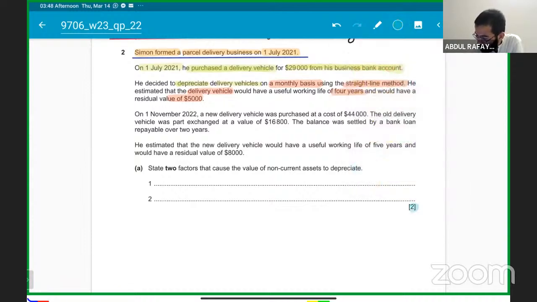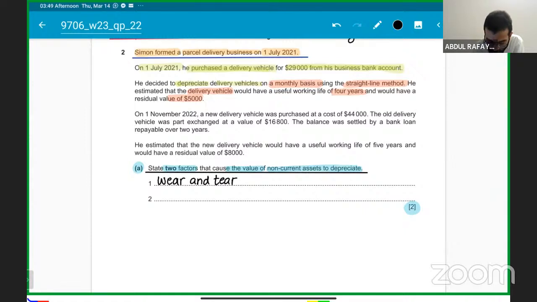So first, let's do the theory part, which is for 2 marks. State two factors that will cause the value of non-current assets to depreciate. So these are the reasons why depreciation of non-current assets occurs. You can write wear and tear; you can write any 2 reasons. There can be a time factor as well.